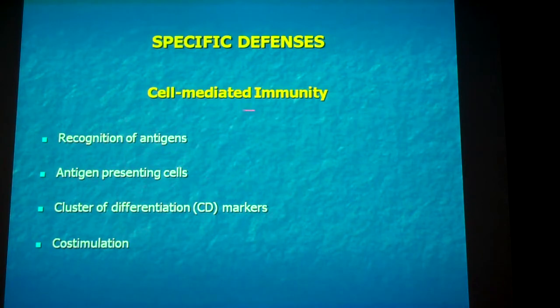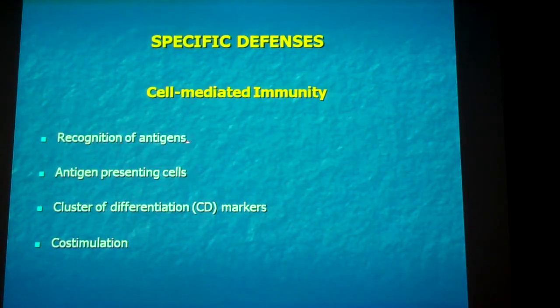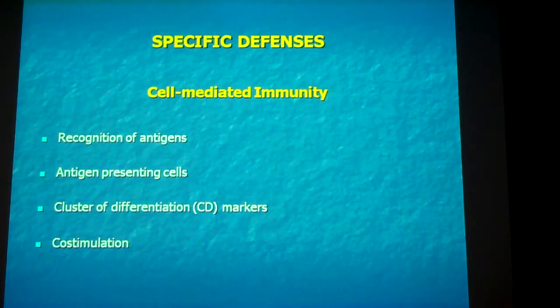When we talk about cell-mediated immunity, we're talking about these things right here. We've got to recognize the antigen, and we use antigen-presenting cells largely for that, but not exclusively. The T cells have certain identifying markers. These are called CD markers, or cluster of differentiation markers. Cytotoxic T cells have different markers from helper T cells.